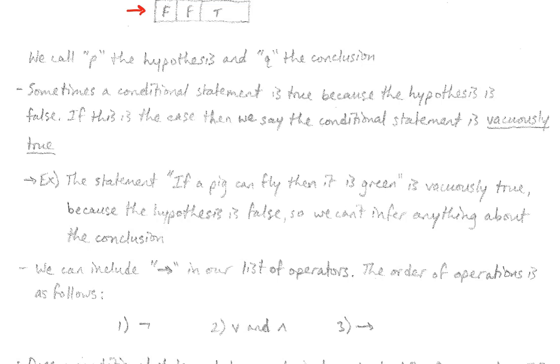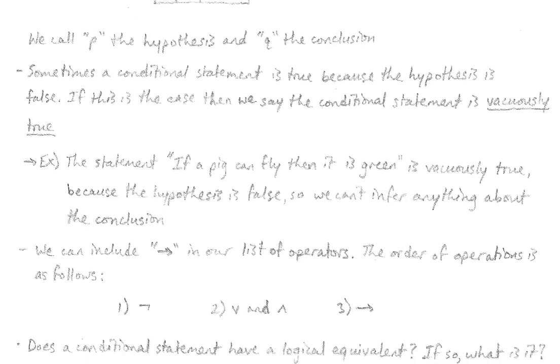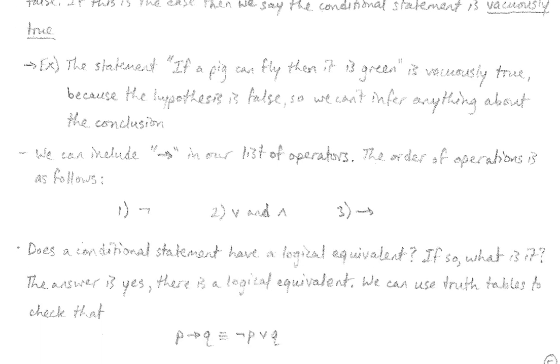And then third, the conditional is done last. And in the next video, we're going to see some samples where we construct truth tables for logical forms involving nots, ors, ands, as well as conditionals. But that's coming very shortly.